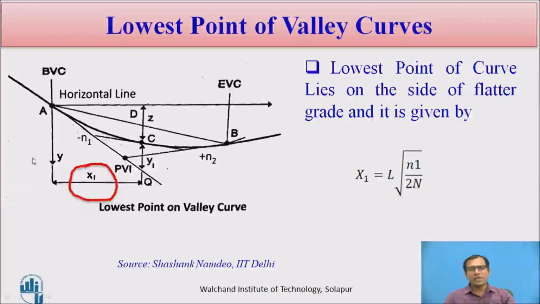So that is x1 from the tangent to the lowest point, that is given by L into square root of n1 by 2n, where n1 is the first gradient, n is the deviation angle, and L is the length of the valley curve.